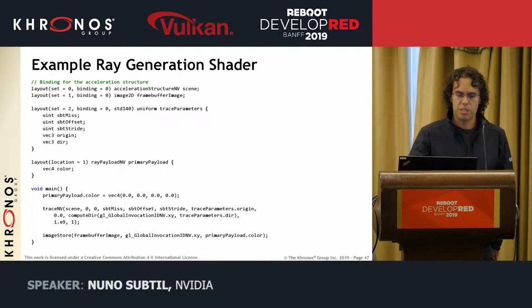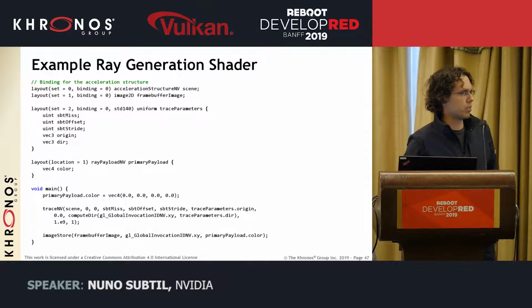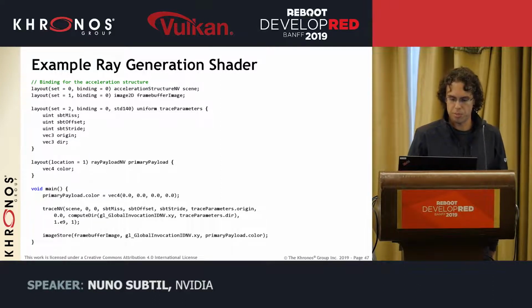So we call trace. That's going to update the payload. It's going to run the ray tracing infrastructure, generate a ray, trace it, run the hit shaders, and it will update the payload. And in this case, all we do is write out the color information that we get from the payload out to memory through the frame buffer image.